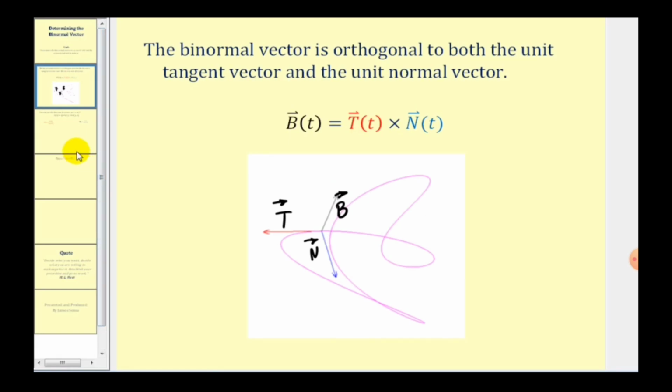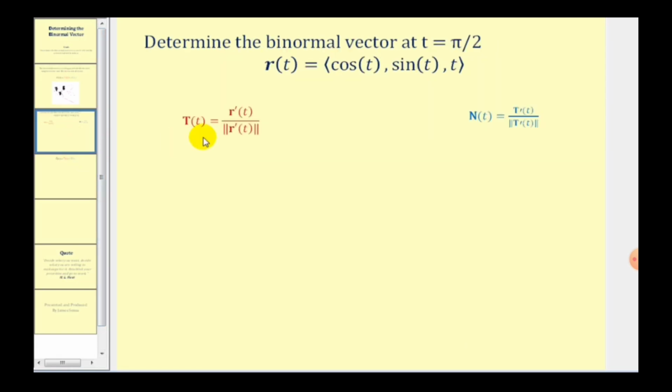Okay, so let's go ahead and see if we can determine a binormal vector. Here we want to determine the binormal vector at t equals pi over 2 to the given vector valued function. So we know we have to cross T of t and N of t, so we first have to determine these two vector valued functions. So let's go ahead and do that.